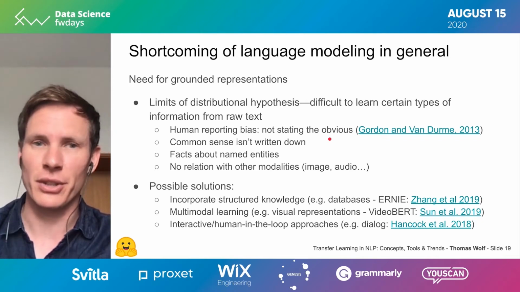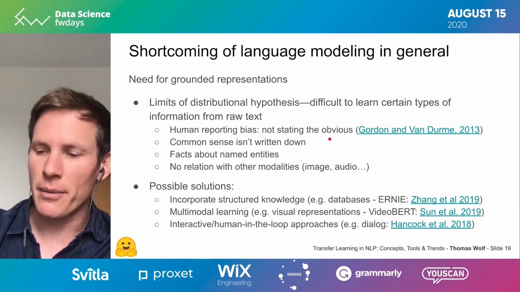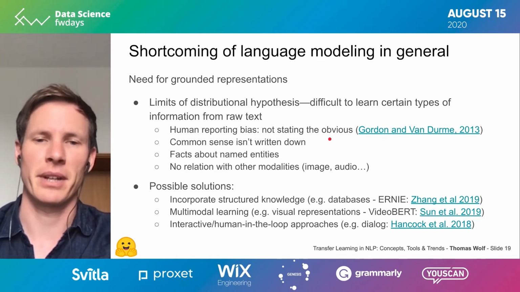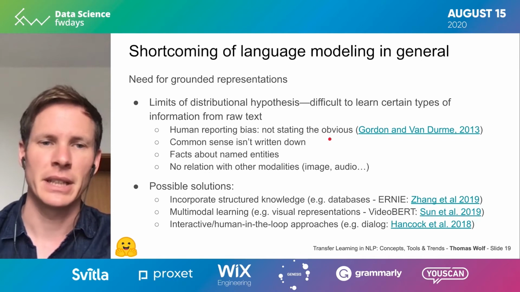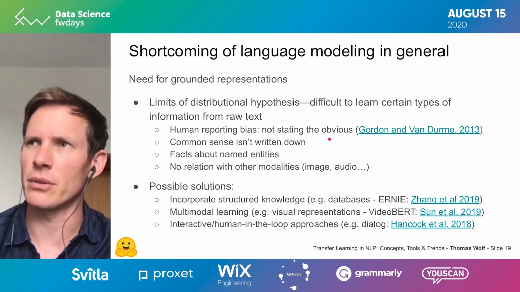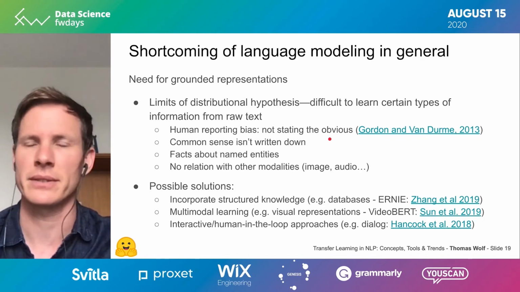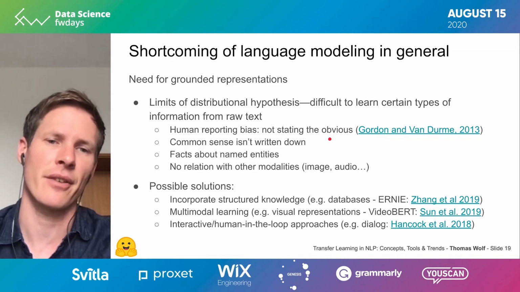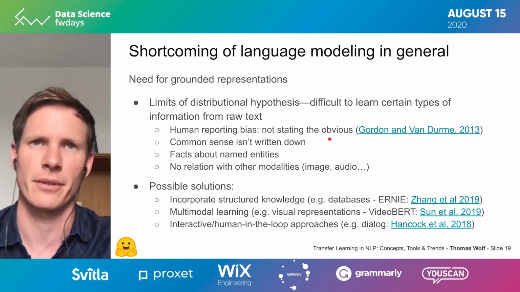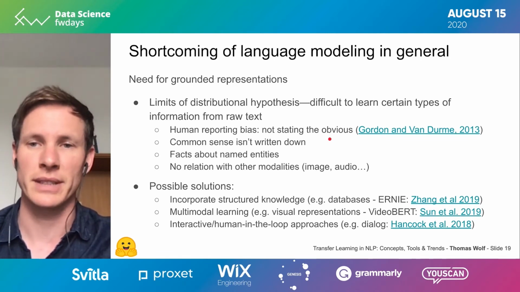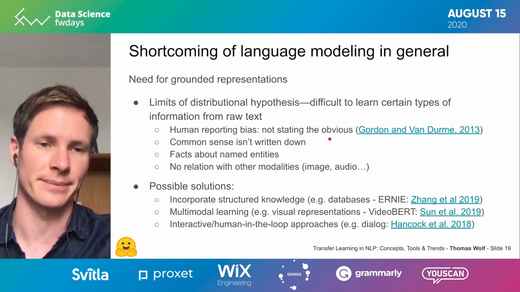And now we have more general shortcomings of language modeling in general. You need grounded representation. There's a limit to what you can learn by text only, and this is usually called the human reporting bias. There is an interesting paper by Gordon and Van Durme, which is that we don't state the obvious. We don't state the color of everything that people know. We don't say that sheep are white. We don't say that rooms have windows, because everybody kind of expects that. We only state stuff when it is not obvious, when it is different from the usual. And this is a problem, because it means there is stuff you just can't get from the text. It's almost never written.